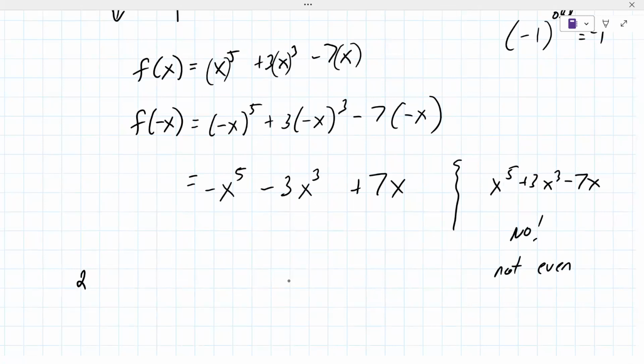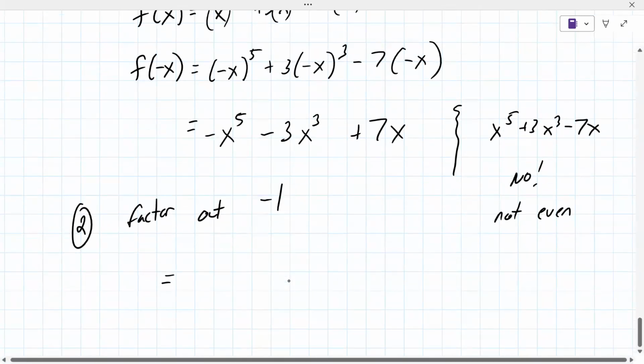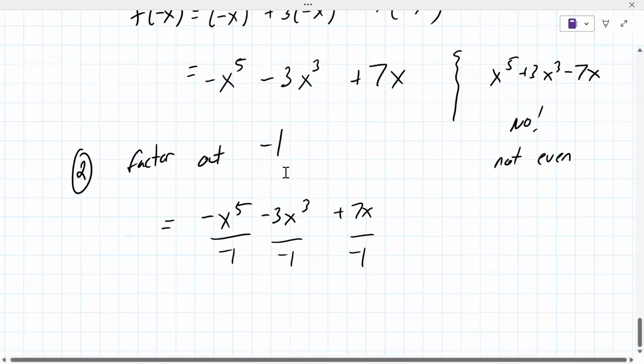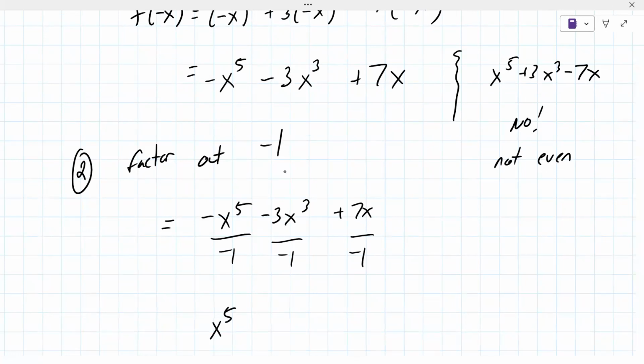So the next thing you do here is you factor out -1 from everything. So you're dividing each of these by -1. So this becomes x to the fifth plus 3x cubed minus 7x.